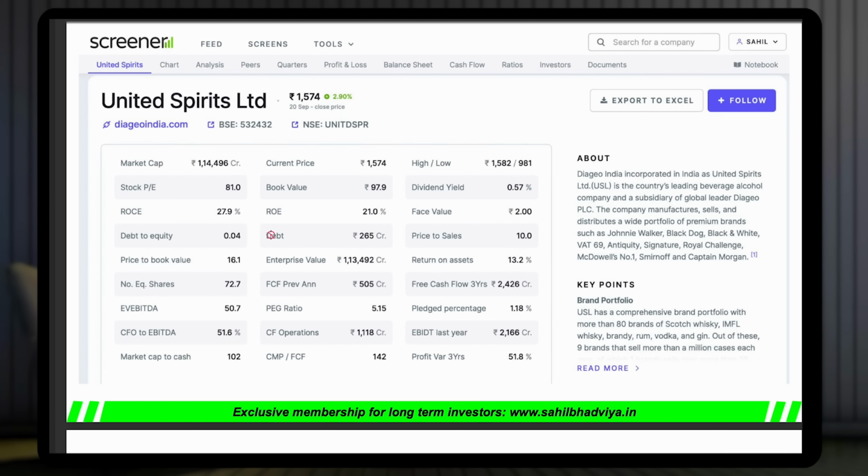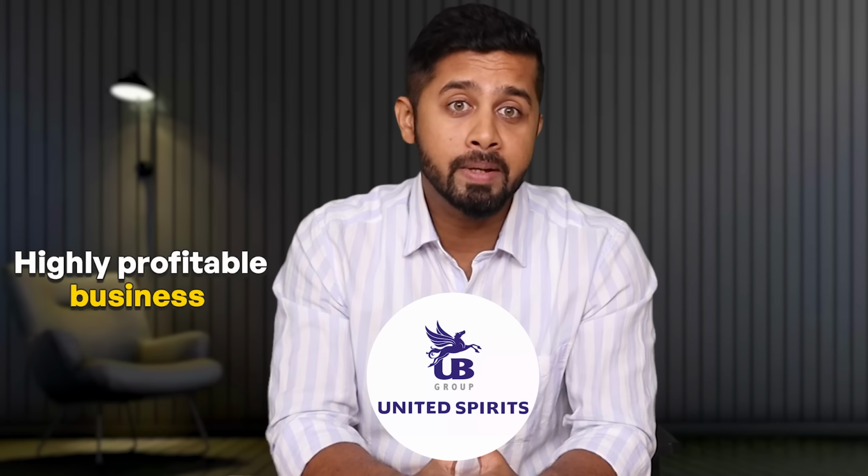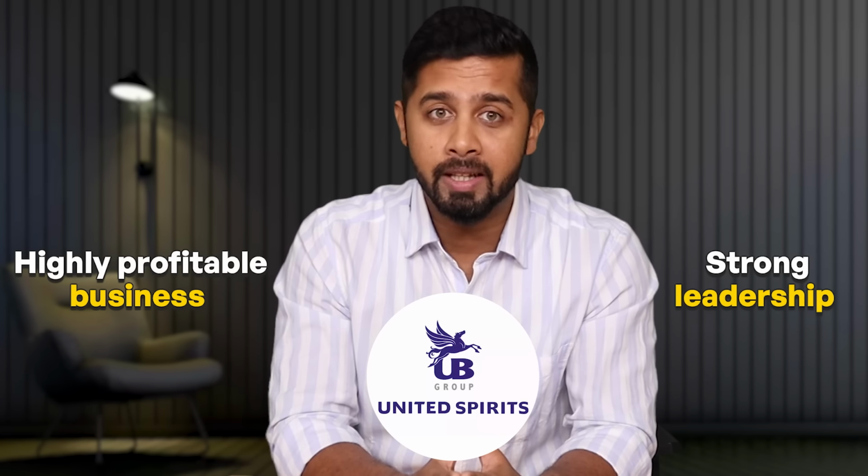Now, apart from growth, you should also look at profitability in terms of ROE and ROCE, which is also very good for United Spirits. The company is completely debt-free and it's generating more than 50% cash flow against the EBITDA, which is again very good. Look at the cash the company is generating every year from operations. So it's a highly profitable business and commands a strong leadership in the segment.